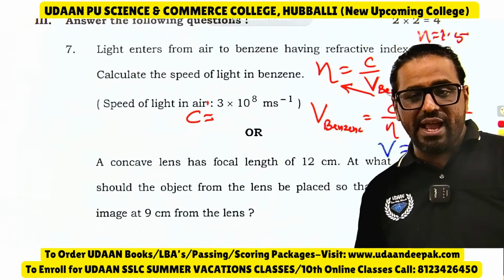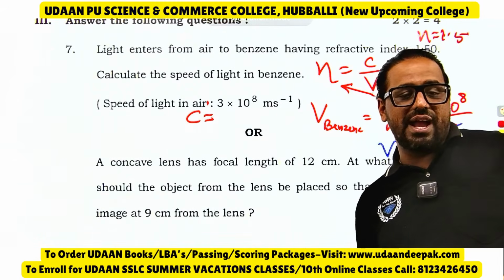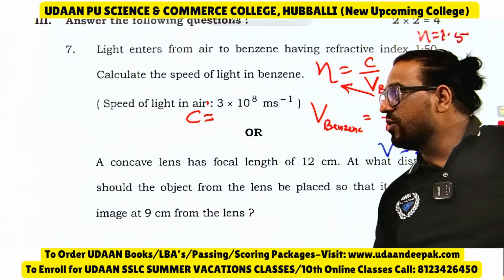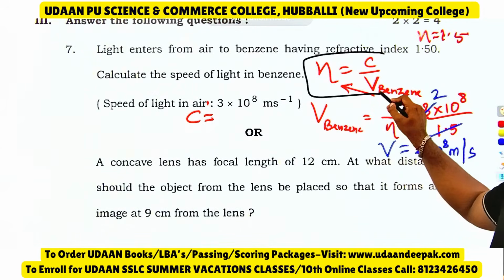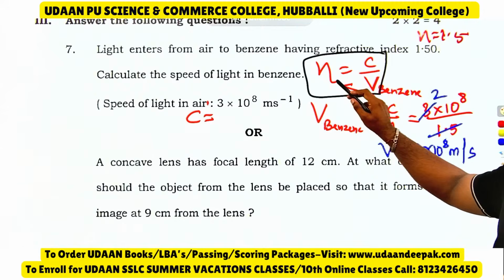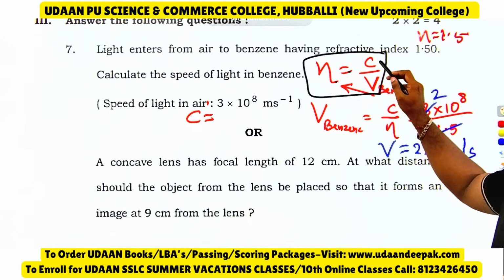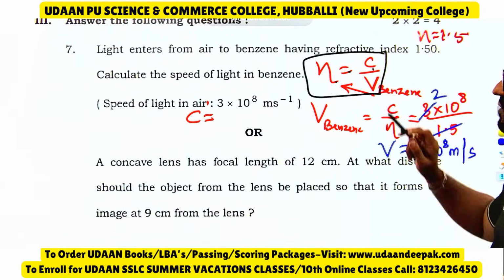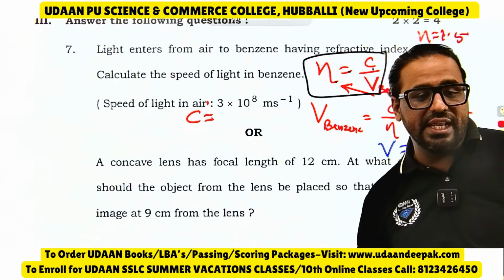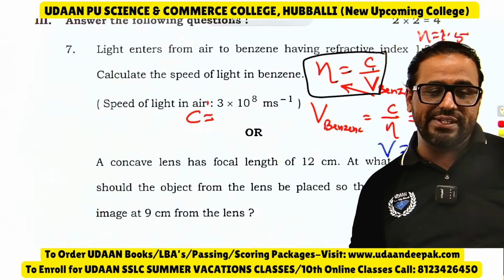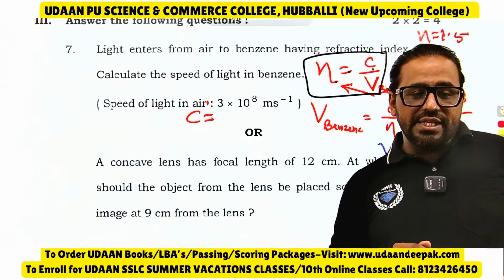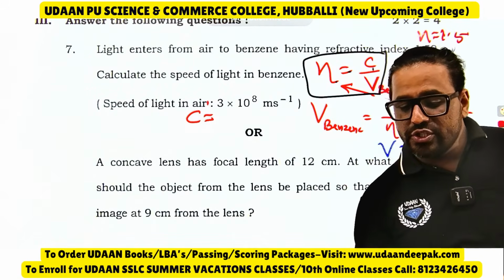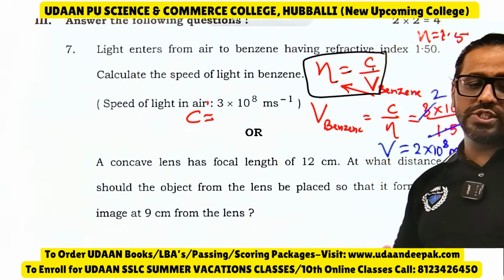I hope you understood. Remember this formula: N is equal to C by V. N, the refractive index, is equal to the speed of light in air divided by the speed of light in the medium. So it is the ratio of the speed of light. Very good, Harshit gave the right answer. Yes, like this only you should be able to solve all the questions properly.